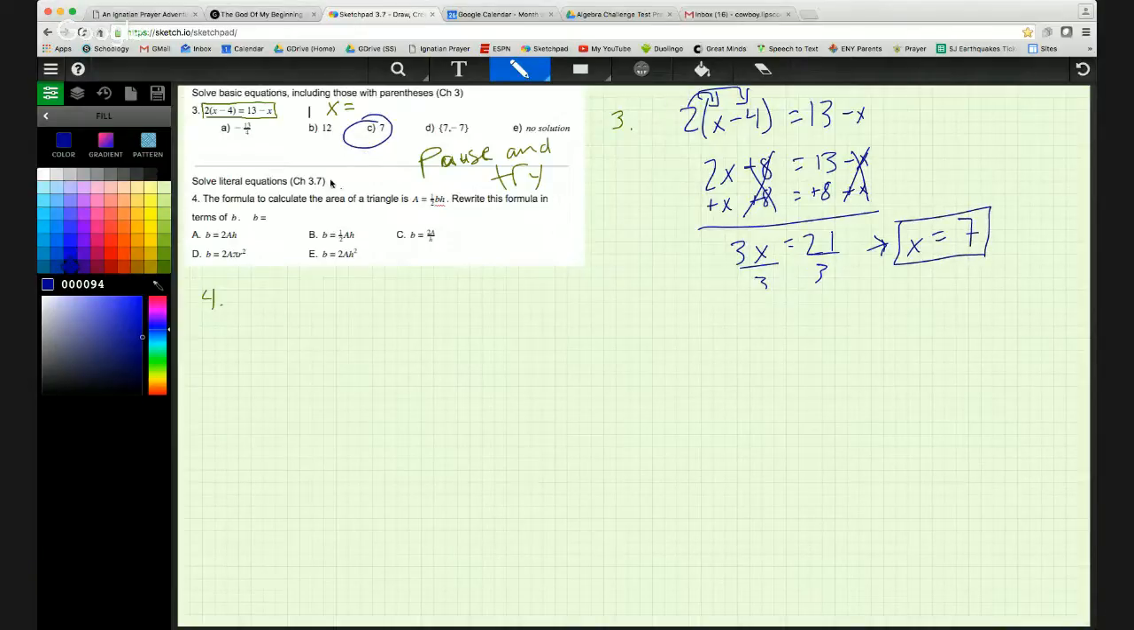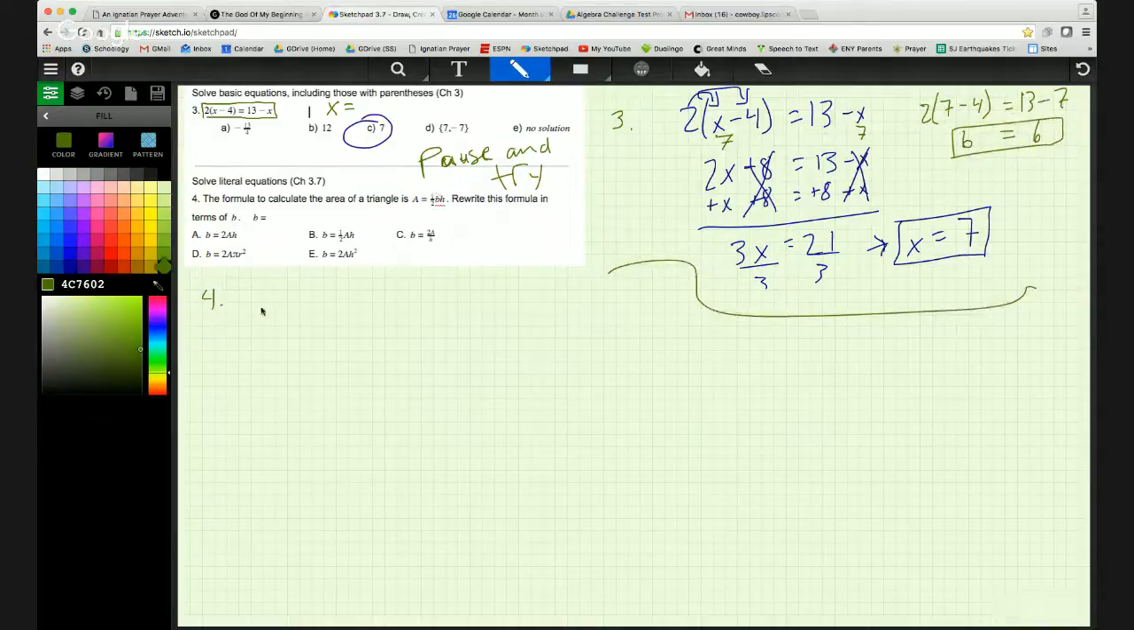And then we can also check our answer if we want to be diligent about this. If we plug a 7 in as our x, we get 7 minus 4 is 3, times 2 is 6. So we get 2 times (7 minus 4) on the left, and on the right we get 13 minus 7. And this is 6, and that's 6. So good.